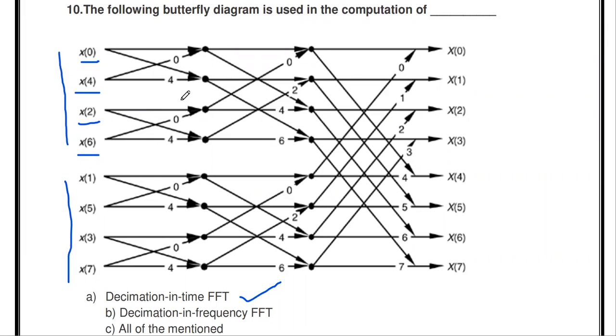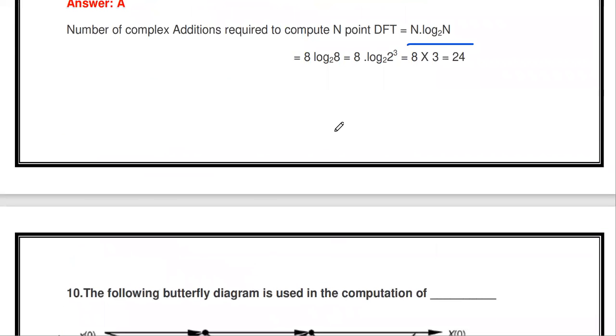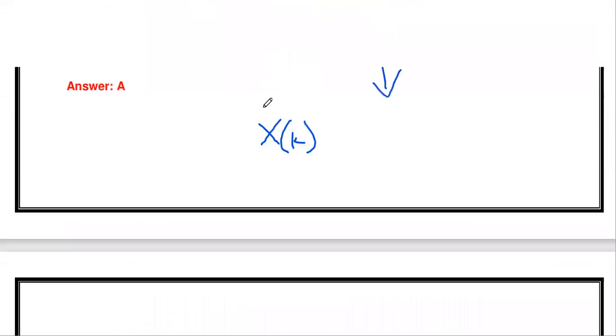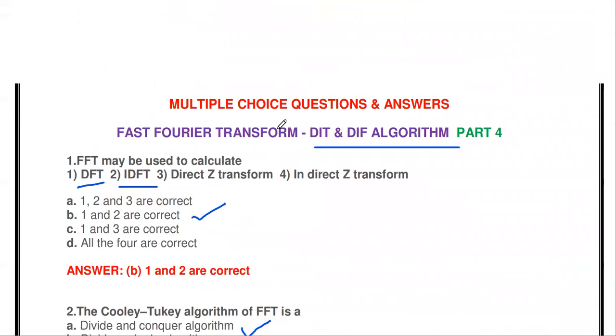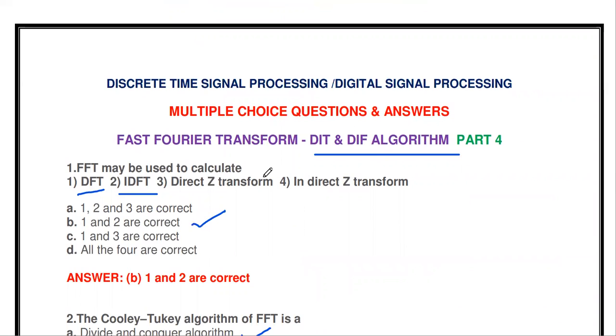And the main aim of the FFT algorithm, why we are moving to the FFT instead of direct evaluation of the DFT, is to reduce the number of computations required and automatically reduce the computation time. These are all the advantages of the fast Fourier transform. That's why this transform is called the fast Fourier transform.